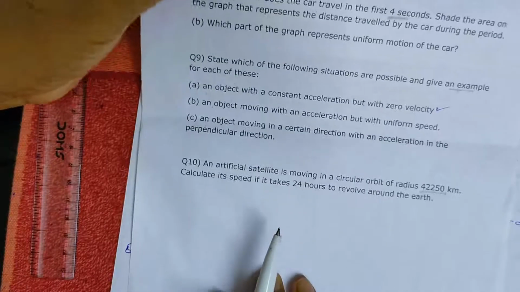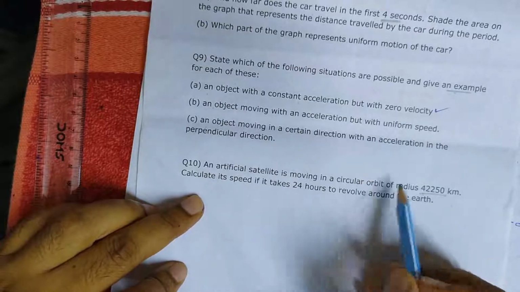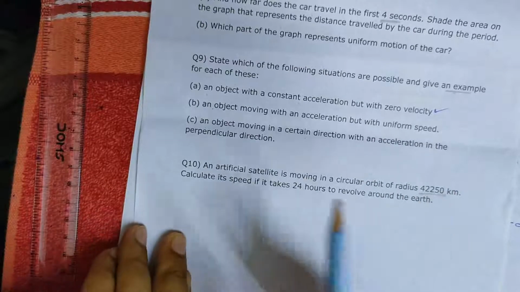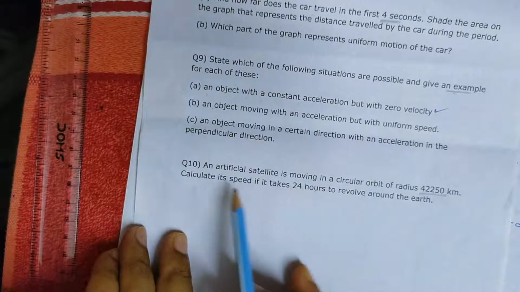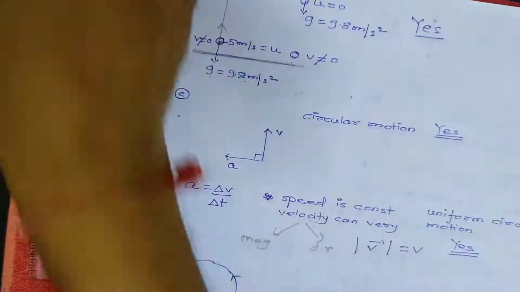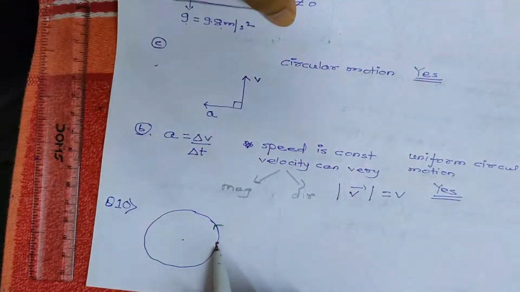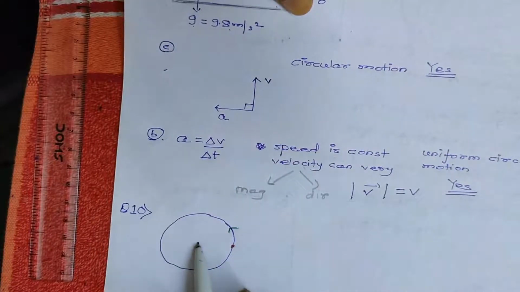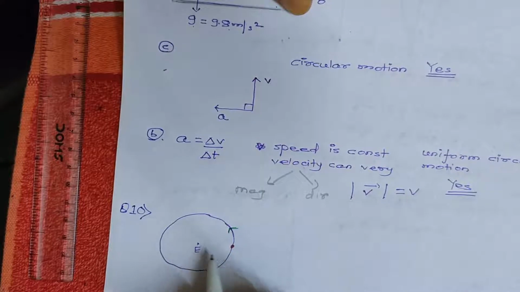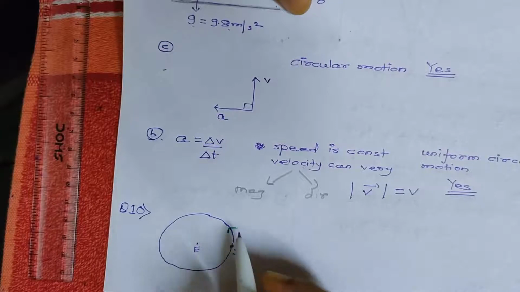Okay, guys. Now this is the last question which we are going to take. Question number 10. An artificial satellite is moving in a circular orbit of radius given. Calculate its speed if it takes 24 hours to revolve around the earth. It's pretty simple, I think. This is a satellite and it is revolving. Let's say this is earth and this is the satellite, revolving around the earth in this direction.